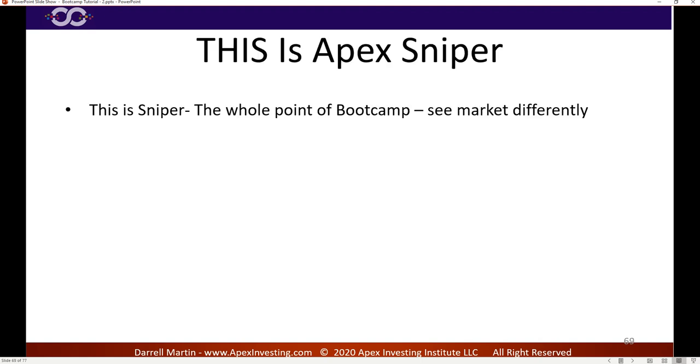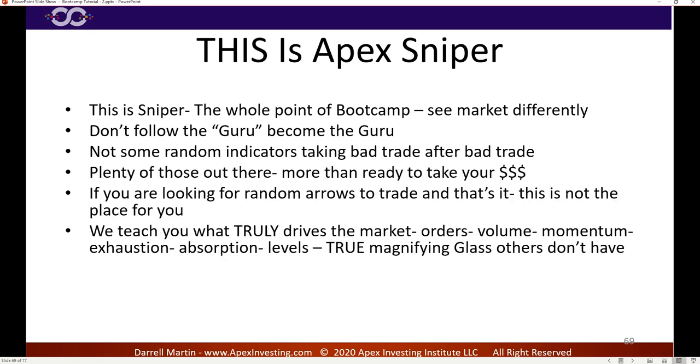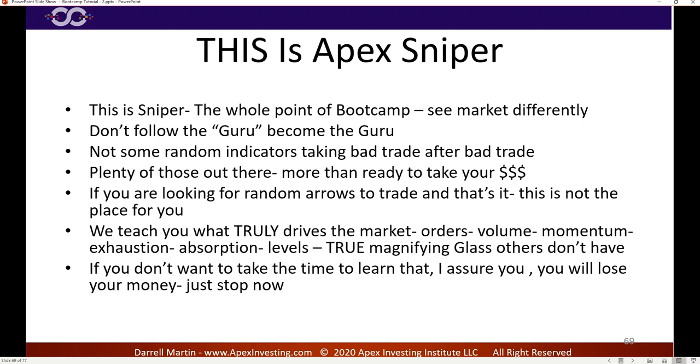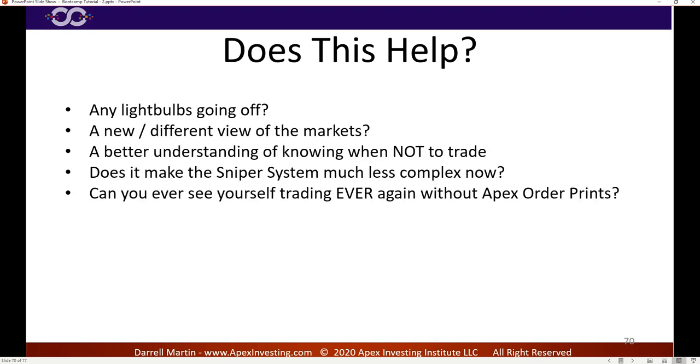But guys, this is Apex Sniper. This is the whole point of Bootcamp. This is the whole point of Sniper. This is what you're trading. And if you learn to see this and read this, it helps you become the guru, not just follow the guru. Okay, not just random indicators. I think you understand that now. We're trying to truly teach you what drives the market: orders and volume and momentum and exhaustion, absorption. It's your true magnifying glass. So again, I hope there are some light bulbs going off. I hope this helps you.